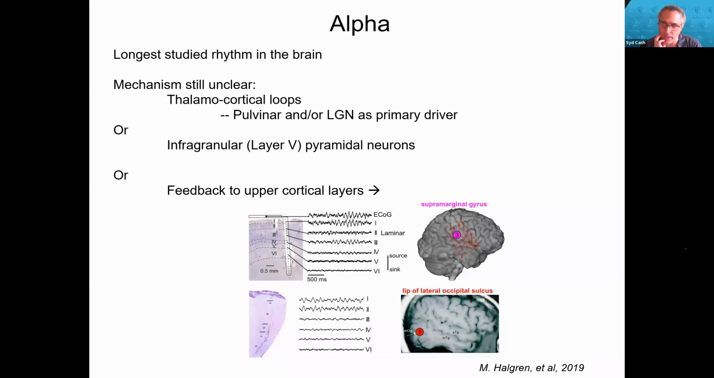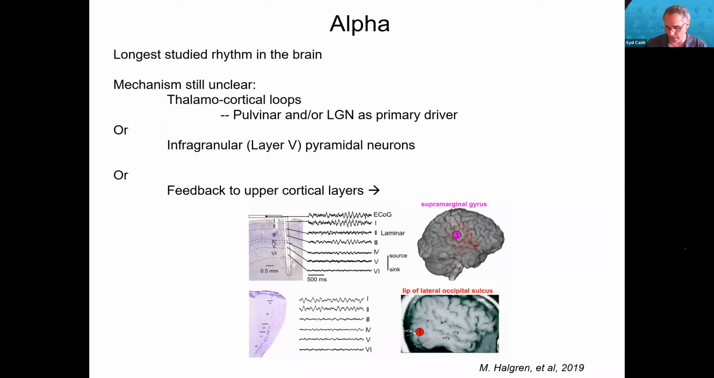This is work that Mila Halgren did in my group a while ago, looking at laminar microelectrode arrays in patients with intractable epilepsy who are undergoing surgery, and just looking at the spontaneously generated alpha rhythms. And we always saw in these recordings that the majority of the power for the alpha rhythm and the clearest alpha rhythm were in the upper cortical layers near the pial surface, suggestive of feedback information coming to those layers, generating that kind of oscillation. So we think that this kind of alpha that we're looking at is being generated by input from other areas.